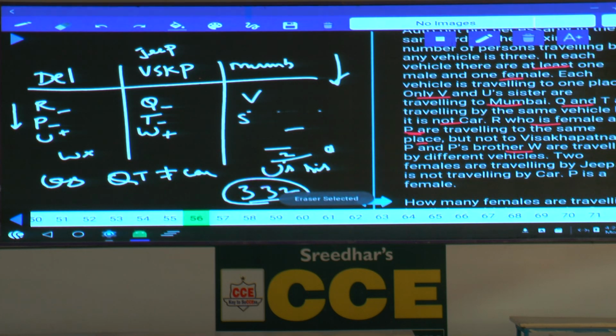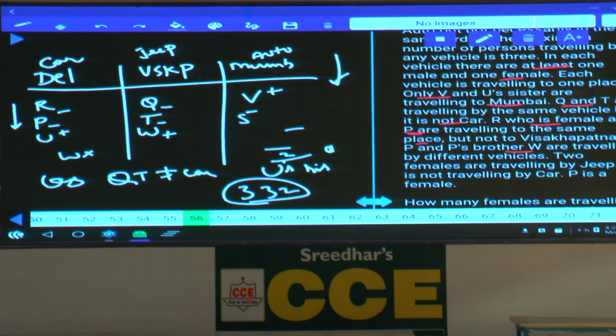Then coming to the next information. What is the next information here? In each car we should have at least one male and a female. As SC is a female, V is a male, W is a male, Q and T are females, U is a male, R and P are females. Two females are travelling by jeep. SC is not travelling by car, and this Delhi is car and this is auto.